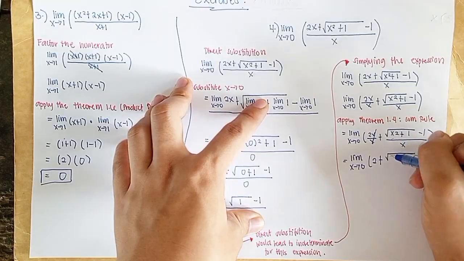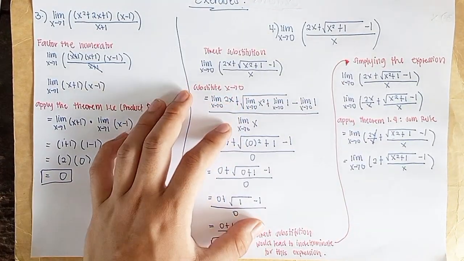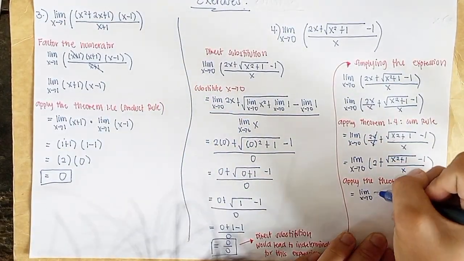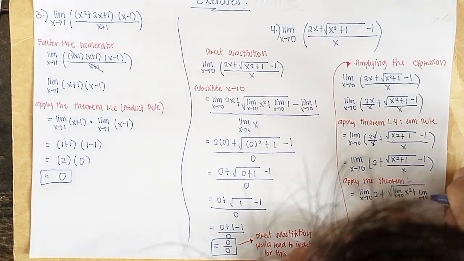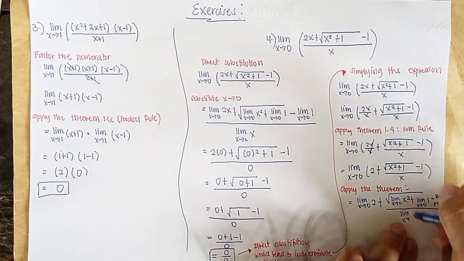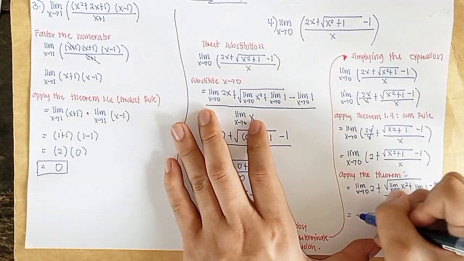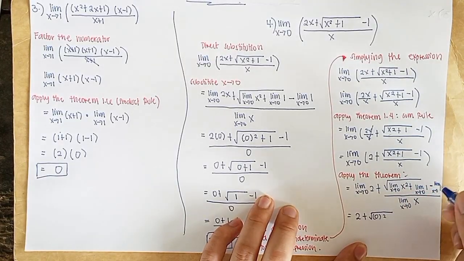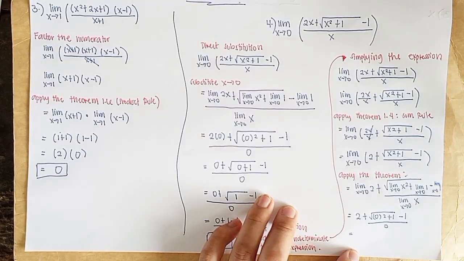Now let's apply the theorem. Let's take the limits of each expression. So the limit as x approaches 0 of 2, plus the square root of the limit of x squared plus the limit of 1, minus the limit of 1, over the limit of x. This becomes 2 plus square root of 0 squared + 1, minus 1, over 0. Simplify, so this becomes 2 plus square root of 0 plus 1 minus 1 over 0.